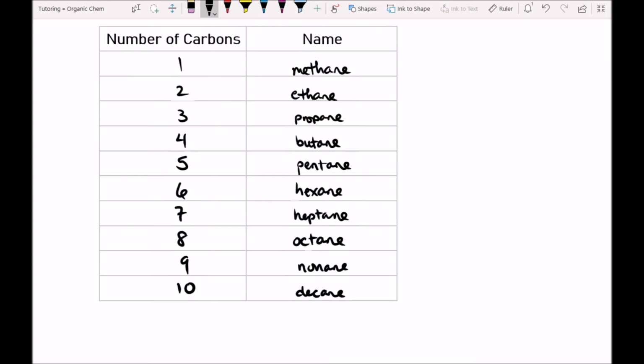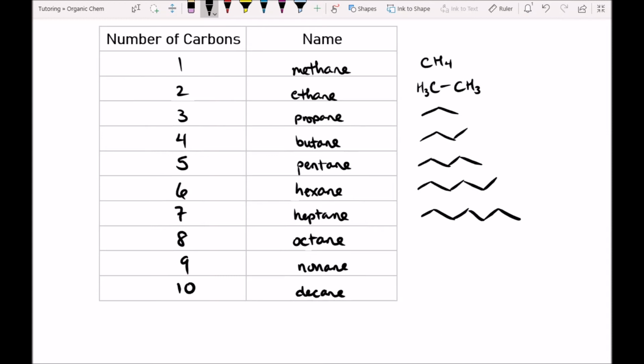And if we look at the structures of these, methane is just a simple CH4. Ethane is a CH3 bonded to another CH3. Propane has 3 carbons and looks like this in the simplified line drawing format. Butane, pentane, that's 5 carbons. Hexane, heptane, octane, nonane, and decane.